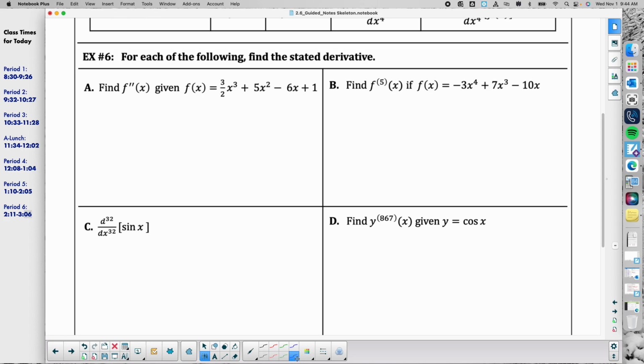Okay, so it says find the second derivative. That requires us to find the first derivative. So 3 halves times 3 would be 9 halves x, and then subtract 1 from the exponent. Now we have 10x to the first, and then the derivative of minus 6x is minus 6. Derivative of 1 is 0. Okay, now we're going to do the derivative of that line.